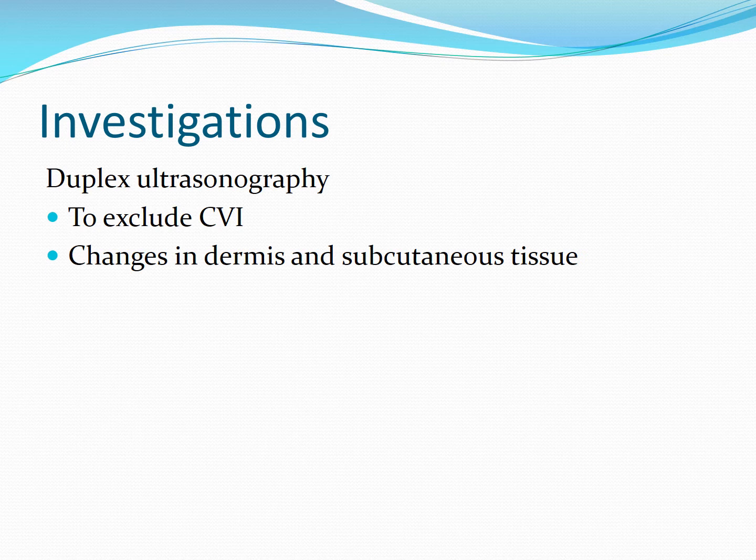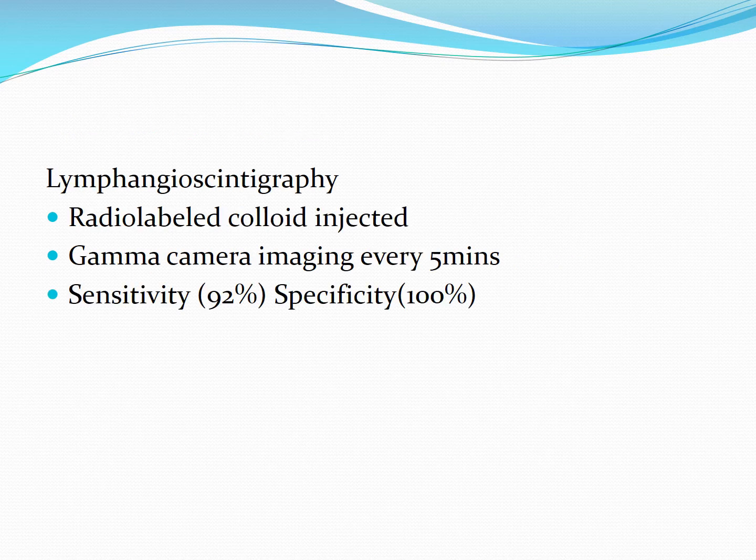The main role of investigations is to exclude other causes and to confirm the possible diagnosis. First, we'll consider duplex ultrasonography. It is important to exclude chronic venous insufficiency, which is the other main cause of chronic limb swelling. And sometimes you may be able to elicit the changes in dermis and subcutaneous tissue. Lymphoscintigraphy will confirm your diagnosis, and it will demonstrate at what level the obstruction has taken place.